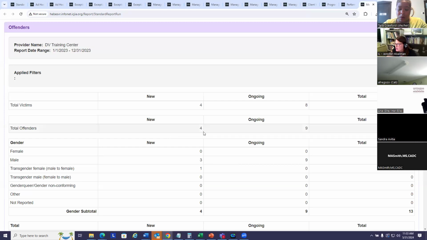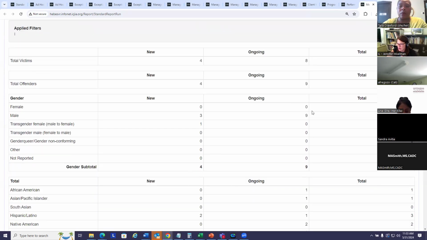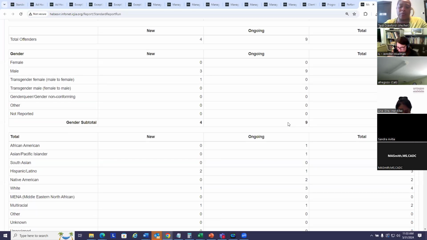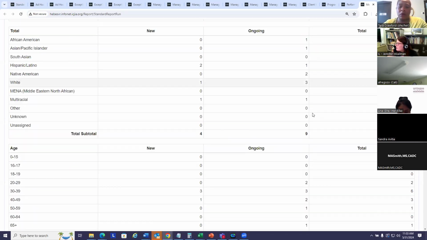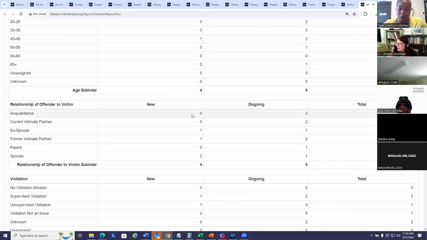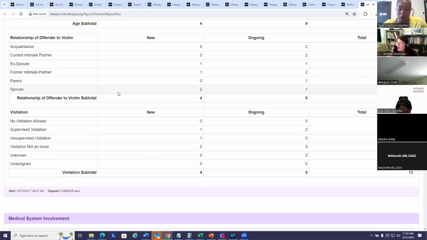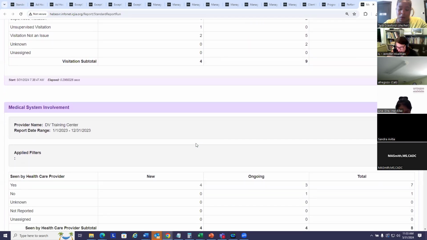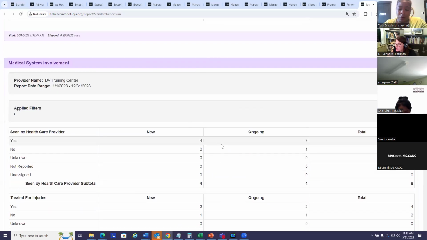Then the next row shows me the total number of offenders, and in this I see 13, because some clients may have more than one offender, and you can add as many as you need to. So scrolling down, you have the basic demographics for your persons who caused harm, relationship to the survivor, and then any visitation issues. The next section is medical involvement.